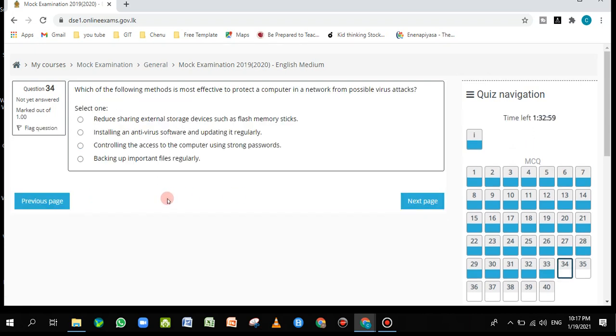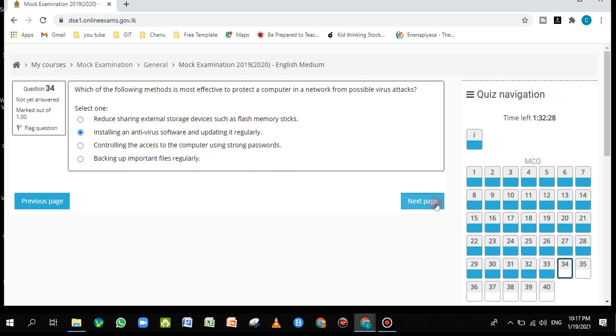It says which of the following methods is most effective to protect a computer in a network from possible virus attacks. Reduce the sharing of external storage devices such as flash memory sticks. Then installing an antivirus software and updating it regularly. That's the thing. You have to get licensed versions and you have to update it regularly. By just getting an antivirus on your computer won't do. You have to update it regularly.